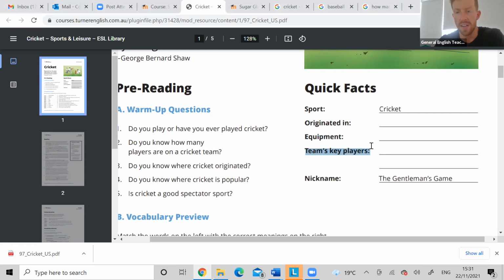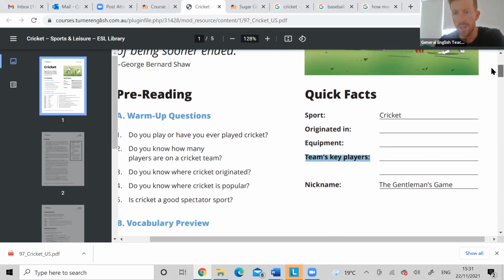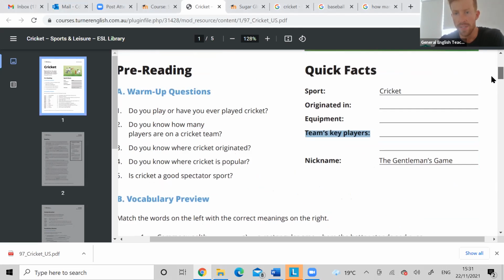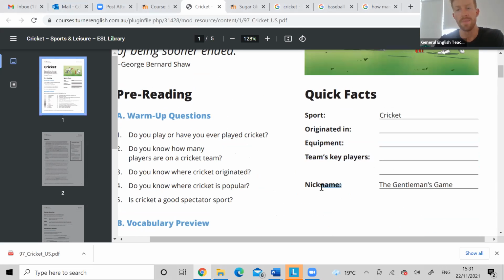The team's key players. All right, well, we don't know that one. That's quite technical. Let's go on to the next one. Nickname. Guys, have you heard of this word before, nickname? Yes, a short given name. Yeah, it's not your original name. It's not your name on your passport, but a nickname is like a short name that sometimes people call you. Sometimes some people have a short name that their friends call them, or maybe their parents call them.